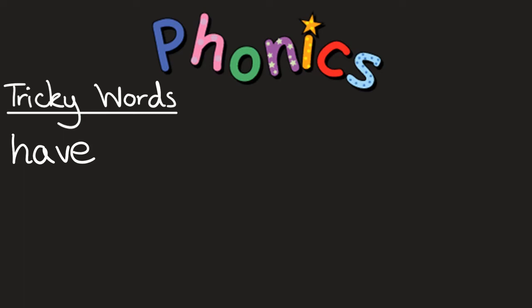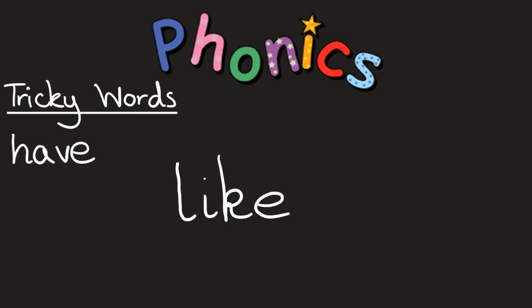So here I go. I'll write it first. You might know it. Shout it at the screen if you do. It's got an L. It's got an I. It's got a K. And it's got an E. Anybody know this word? Shout it if you do. Well done. Yeah. This word is called like.